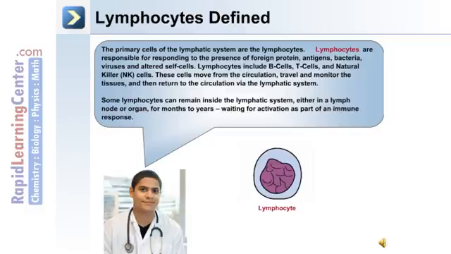They move from the circulation, travel and monitor the tissues, and then return to the circulation via the lymphatic system. Some lymphocytes can remain inside the lymphatic system in either a lymph node or a lymph organ for months to years, waiting for activation as part of an immune response.